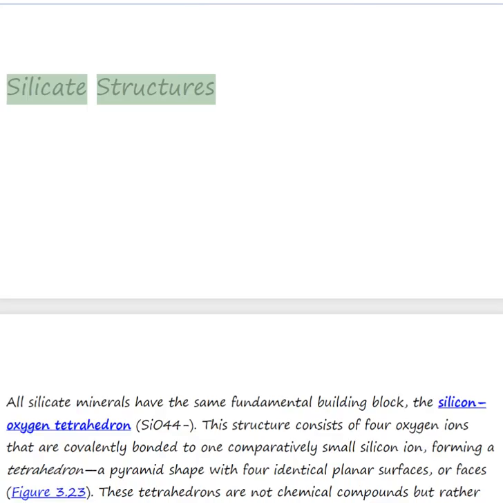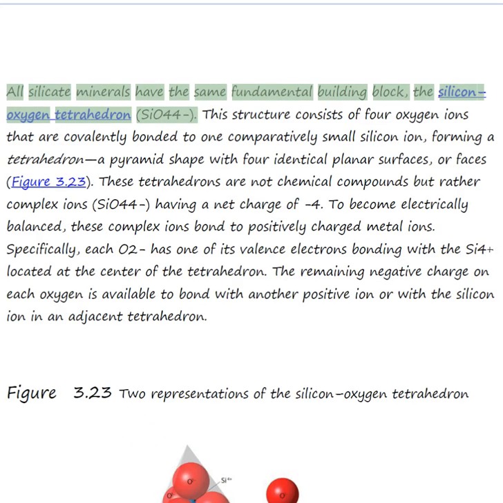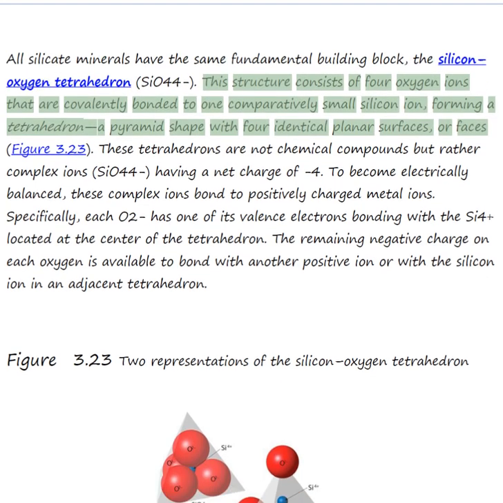Silicate structures. All silicate minerals have the same fundamental building block, the silicon-oxygen tetrahedron. This structure consists of 4 oxygen ions that are covalently bonded to one comparatively small silicon ion, forming a tetrahedron, a pyramid shape with 4 identical planar surfaces, or faces.